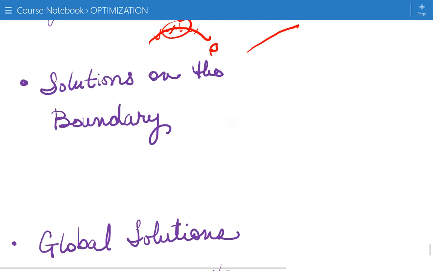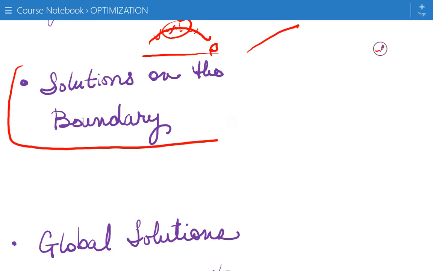Some other problems can arise if the solutions are on the boundaries. If that's the case, then Stata will not be able to find them with its usual methods, because they are typically looking at interior points, the usual maximum or the usual minimum that we consider on the interior of a space.